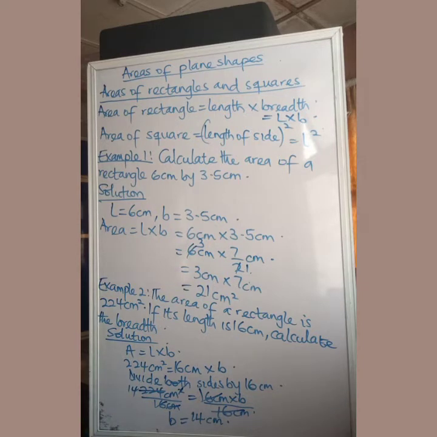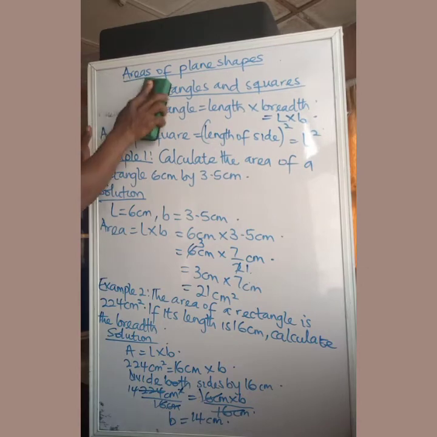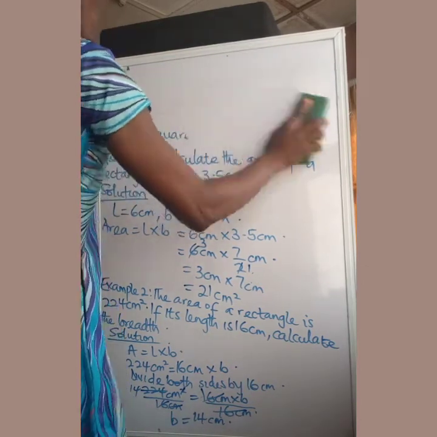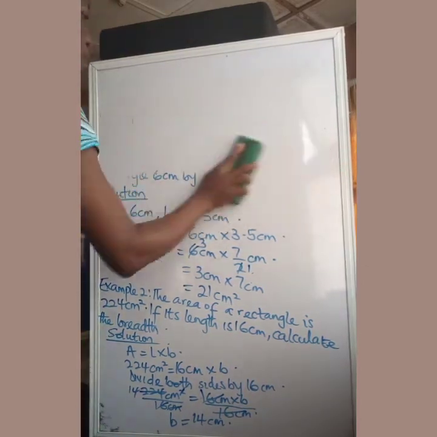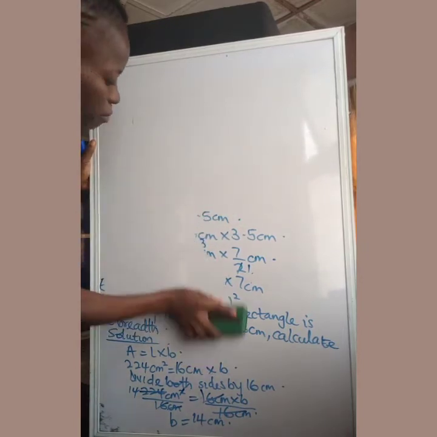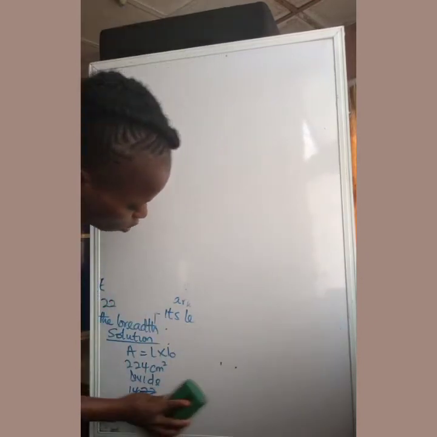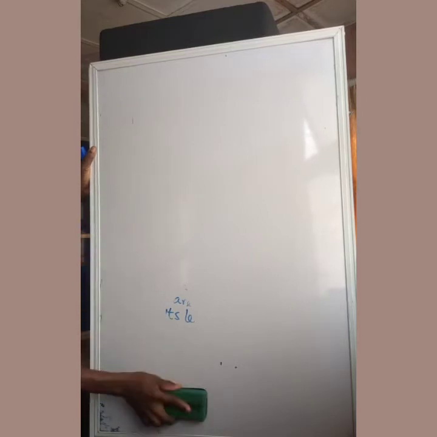So we'll move to example on area of square. That's what we are moving to now. And we'll just do 1 or 2 examples under that, and we are through for that class. So example 1.